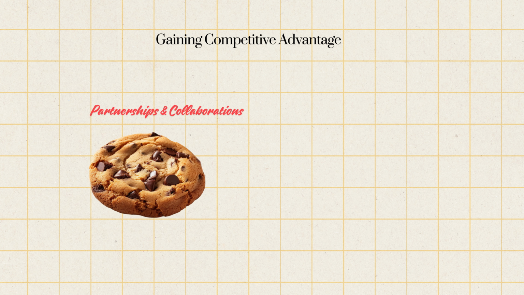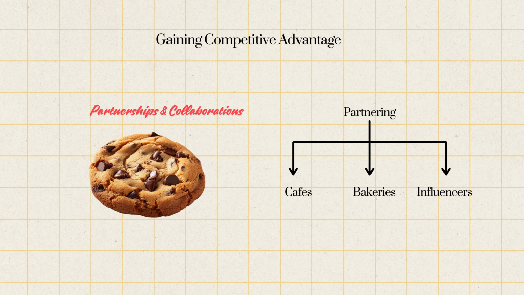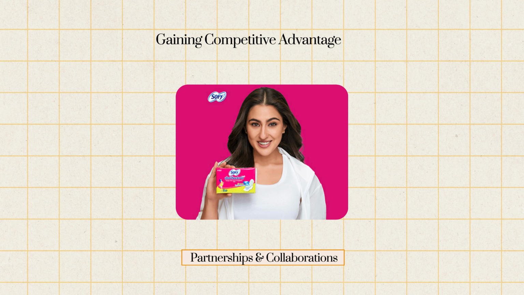Next is partnerships and collaborations. To expand her reach and gain more visibility, she partnered and collaborated with cafes and bakeries to stock her cookies, influencers and food bloggers to promote her brand. For example, Sophie. Sophie collaborated with Sara Ali Khan, leveraging her influence to build trust and boost brand awareness. Similarly, she collaborated with micro-influencers to enhance her brand's visibility.